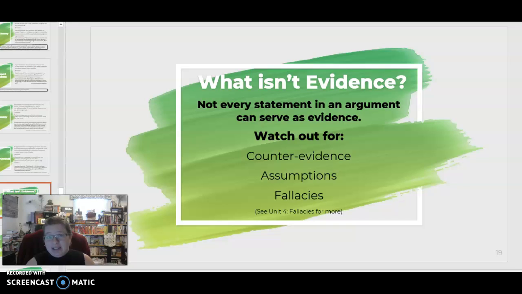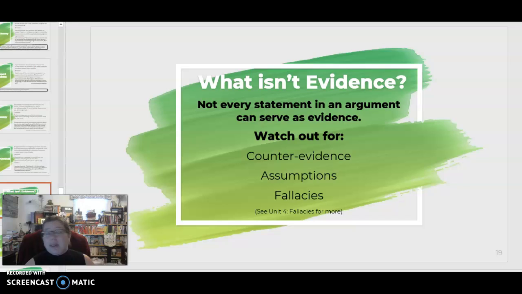What isn't evidence in an article? You have to be careful not to pick these things out as evidence. First of all, counter evidence is when an author provides evidence that opposes their topic. Typically, they do that because they want to say, okay, I know some of you are going to argue that blah, blah, blah. However, this is my real evidence, right? So be careful about that counter evidence.